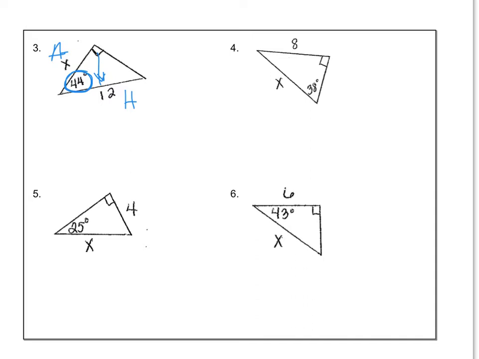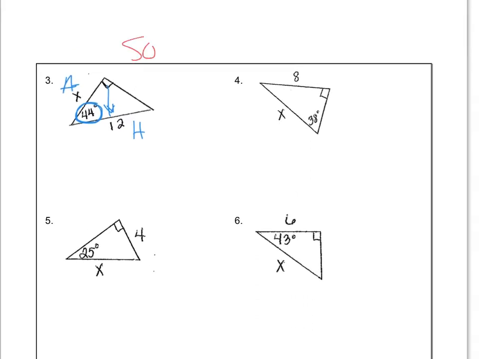So if I think SOHCAHTOA, I'm looking for the one that has A and H in it, since we have A and H in the problem, and it's going to be CAH. The C stands for cosine, so you have to write that down first. Then the angle comes next, 44.